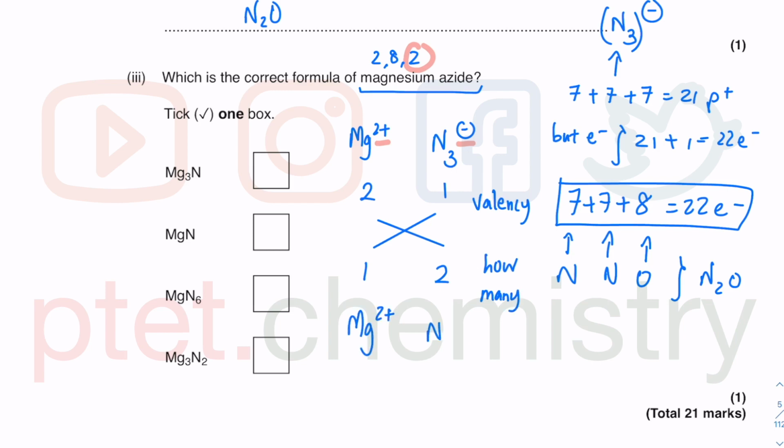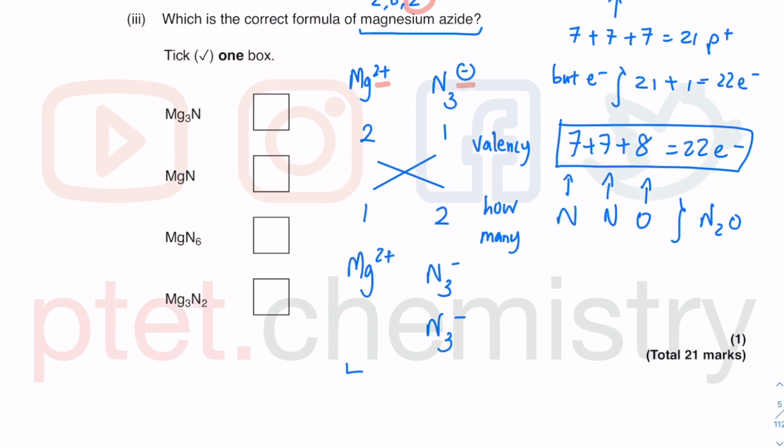1 of Mg 2 plus and 2 of that N3 minus. And therefore overall, this is how many. So there's 1 Mg. There is 2 of that N3. So this gives you Mg(N3)2 like this. And that's the end of the 21 marks question.